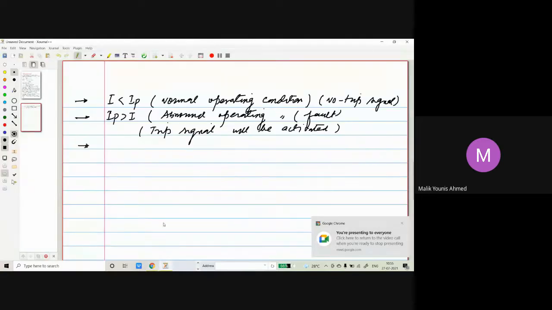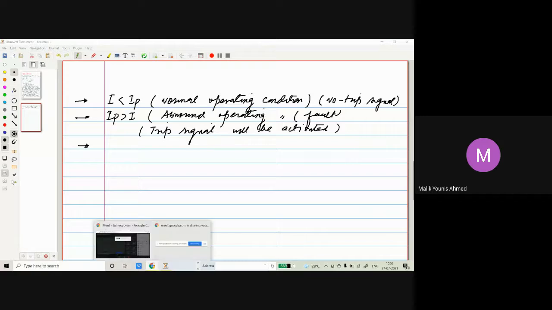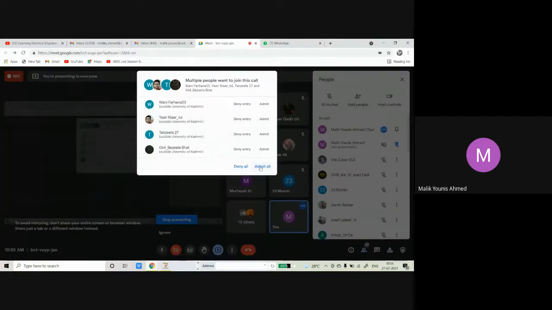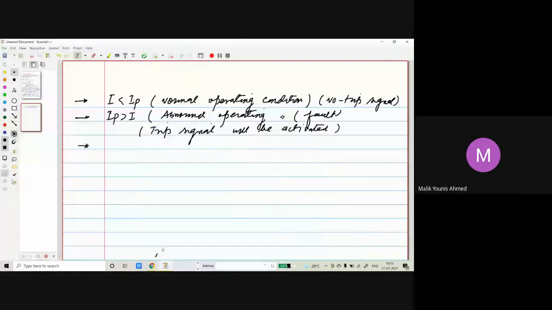Okay, what will happen now? In this case, the trip signal will be activated. So if the trip signal is issued, what's the problem? We are talking about this abnormal condition when the pickup current is greater than the normal operating current. So what will happen? The trip signal will be issued. That means the relay will issue a trip signal to the circuit breaker.